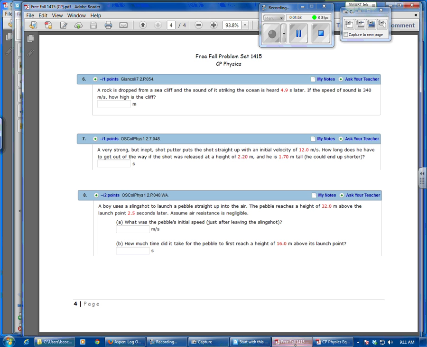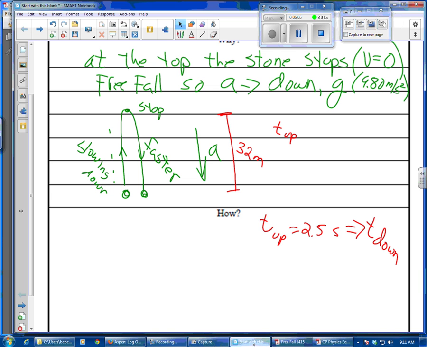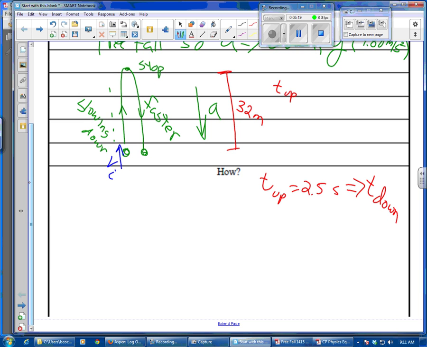Let's go back to the problem. They want to know what the pebble's initial speed was after leaving the slingshot. It started upwards here, and we'll call that V initial. They want to know what speed it started up with. Well, I know it went from that high speed down to 0 as it accelerated down. It slowed down to 0. It did that through 32 meters, but it also only took 2.5 seconds to do that.